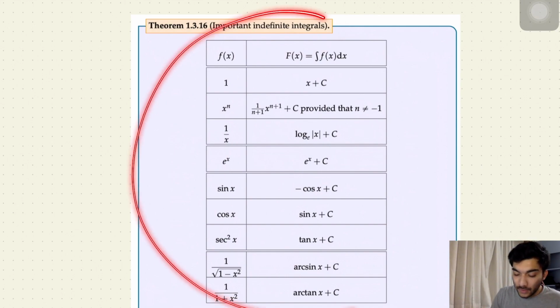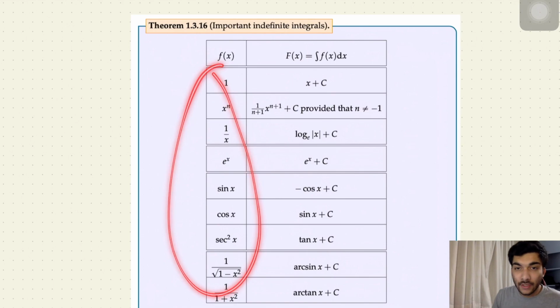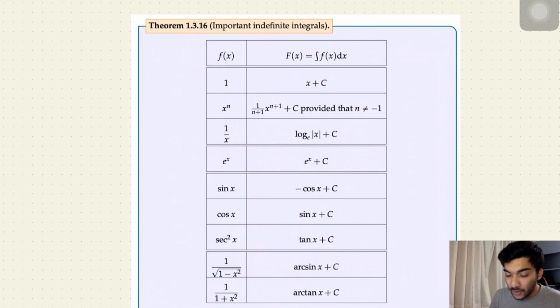So these are a popular list of functions for which most of the questions will be based upon. So you'll either get a combination of all these functions and you'll have to calculate the integral of that function. And we'll do a couple more examples in this video and in the next video as well in order to reinforce these concepts. So stay tuned for that as well.